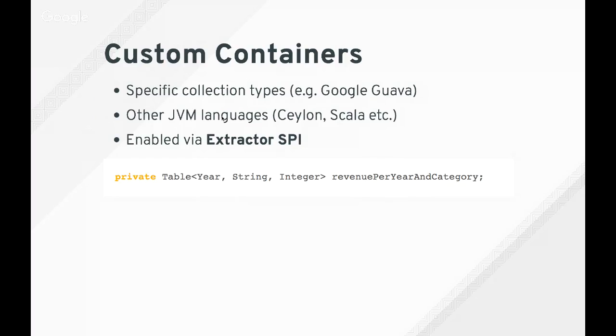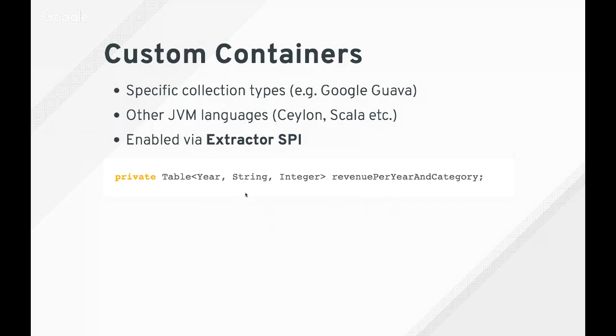But what we have done instead is we have defined an extension mechanism, an SPI, a service provider interface, which makes it quite easy for you to plug in custom, what we call value extractors, which then support those custom collection types. As an example, I have here this table from Guava, revenue per year and category. You could imagine it as a two-dimensional spreadsheet. We have here a revenue value, which is stored per year and per category.